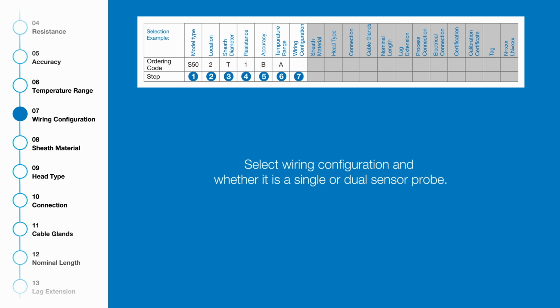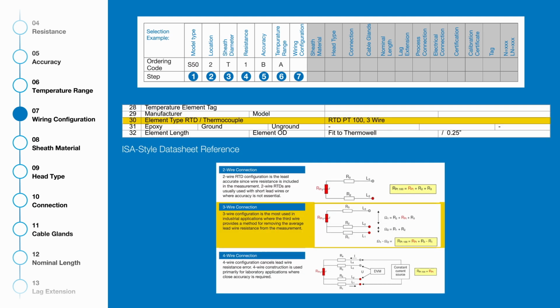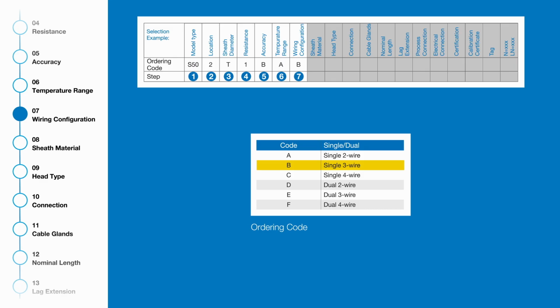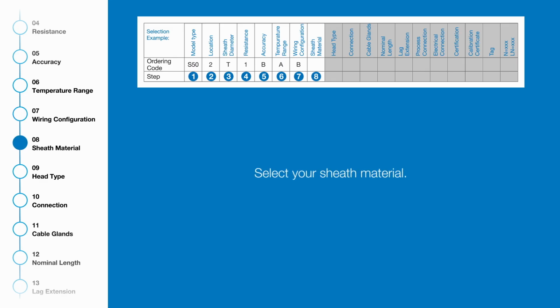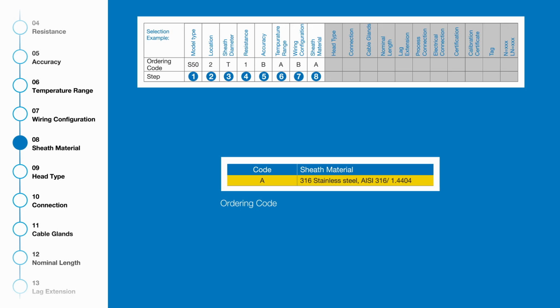After that, we're going to do the wiring configuration. And the requirement was for a 3-wire RTD. So for a 3-wire RTD, we're going to select B. That's a single 3-wire RTD. Next is the sheath material, which is 316 stainless steel, code A.